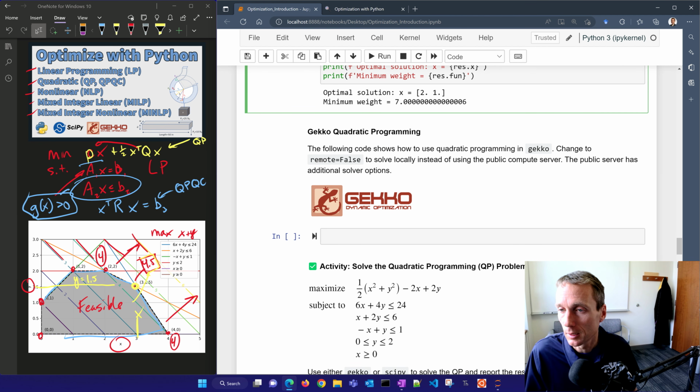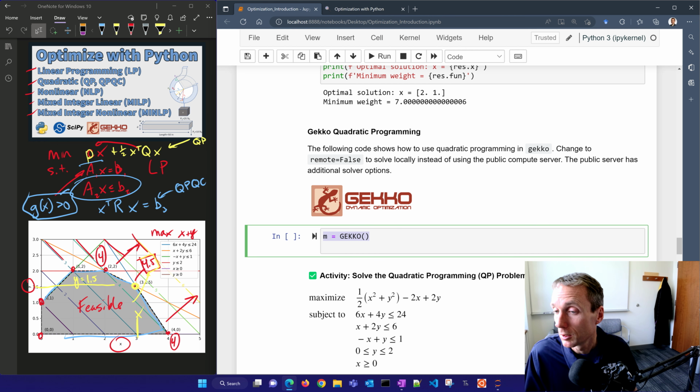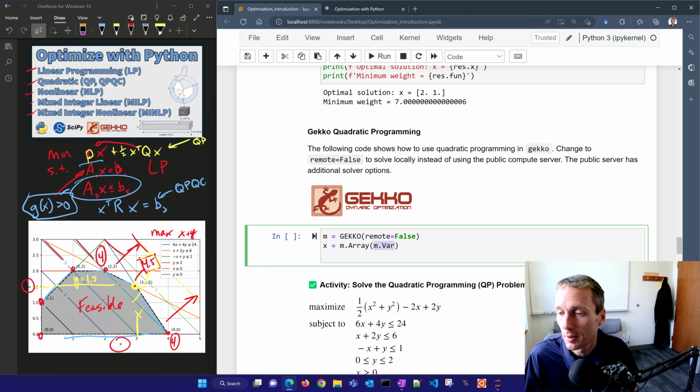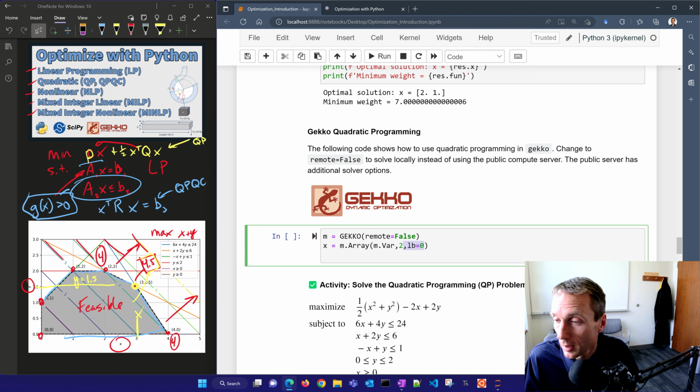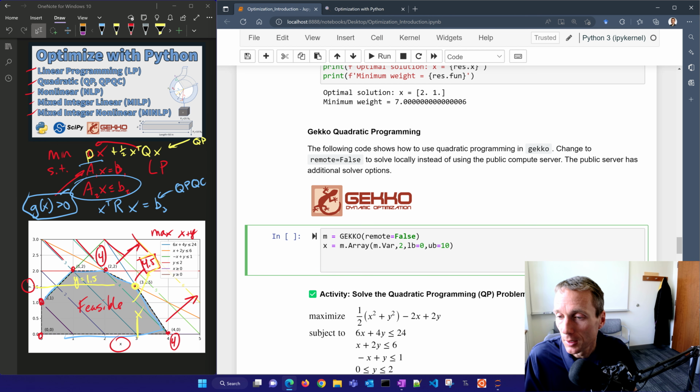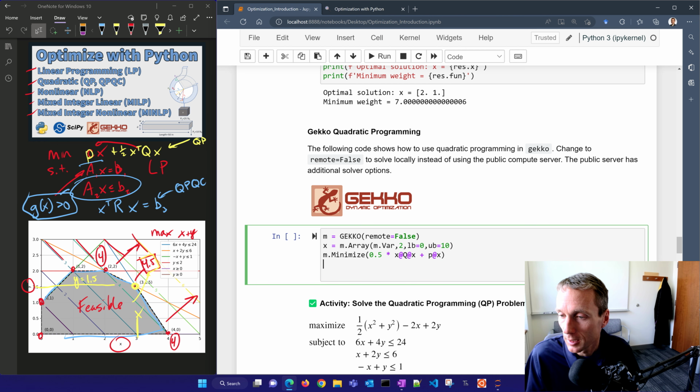Okay, let's go on to Gekko for quadratic programming. I'll create a new Gekko model, remote false, so it solves locally. And then I'll have my variable here. Okay, so x0 and x1. And I'll have the lower and upper bounds on those. And I'll minimize this, 0.5 times x, and then Qx, so x transpose. You don't necessarily need the transpose in here. It'll figure that out. Okay, so plus p at x. So there's the dot product of p and x.